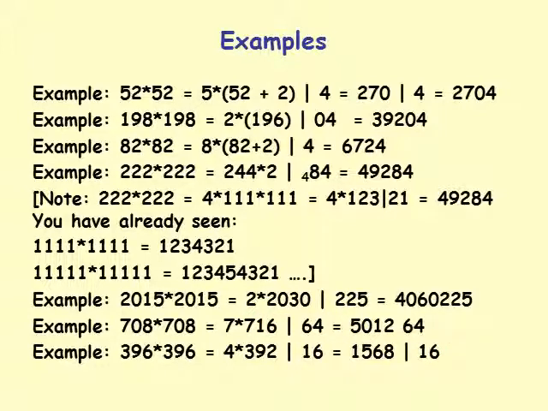Let's continue here. 396 times 396. So base is 400. Deviation is minus 4. So double deviation gets me 392. Multiply by proportionality 4. 4 times 392. On the right, it's 4 times 4, 16. I need 2 digits. 400 has 2 zeros, and this 16 has to fit within those 2 zeros. So answer is 1568, 16. Let's continue. Yeah, 4 times 392 is 1568, and this is 16 here.